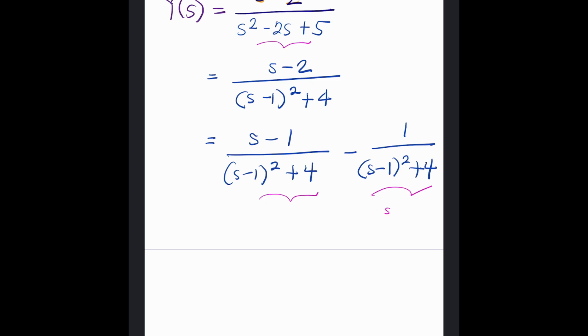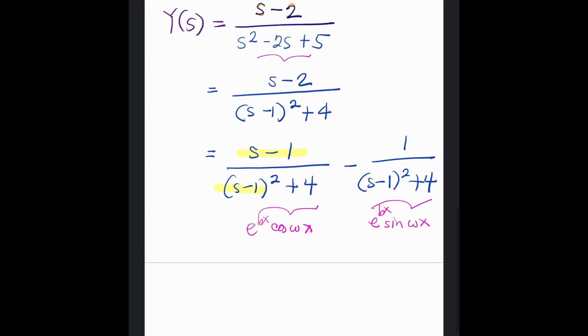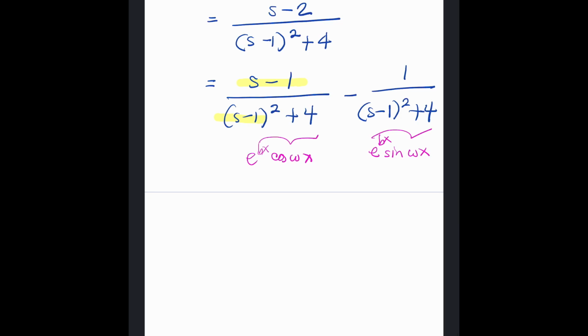This is similar to sine, e to the bx sine omega x or whatever coefficient you'll use. This one is similar to e to the bx cosine omega x. So why do I do this? Because look at the function. This is s minus 1 domain, s minus 1 domain. So you can simply imagine that this is s over s squared plus 4. So what is the inverse Laplace of that?